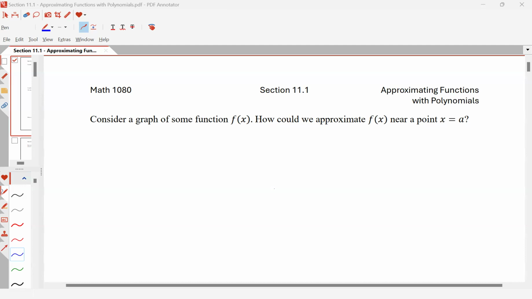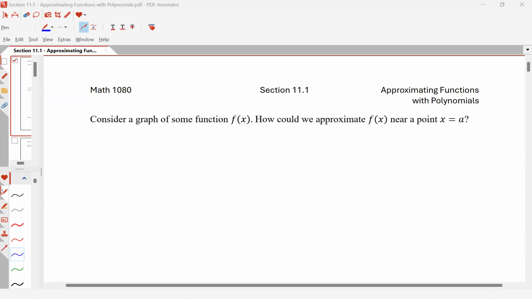Hello. In these videos, in this section, we are going to talk about how we can approximate functions with polynomials. And the reasoning for this is, recall in the last section of videos, we saw that we can use power series to approximate functions.